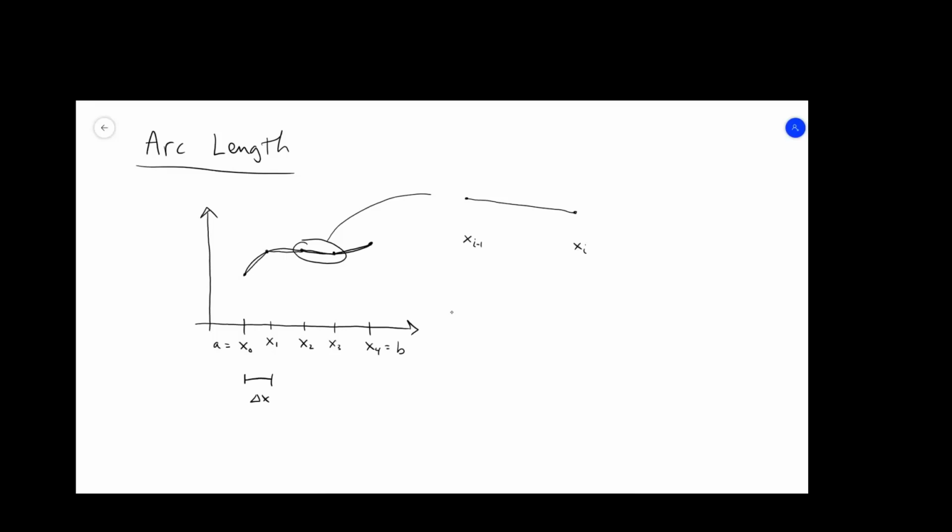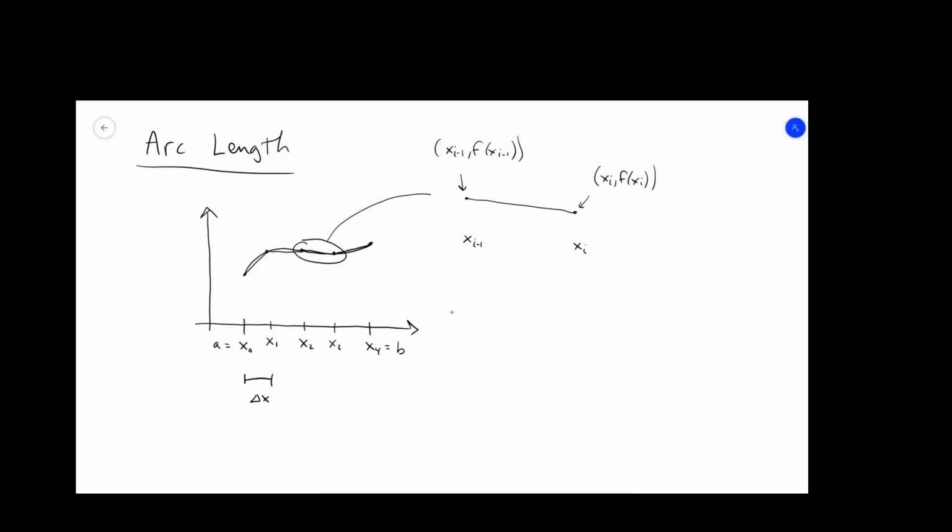If we were to label these points, we would call this one x sub i minus 1, f of x sub i minus 1, and that would be what that point is. And then this one would be x sub i, f of x sub i. Okay, now what we need to do is figure out the length of that line segment. So what is the length of a line segment? How do we find that? What formula should we use to do that?